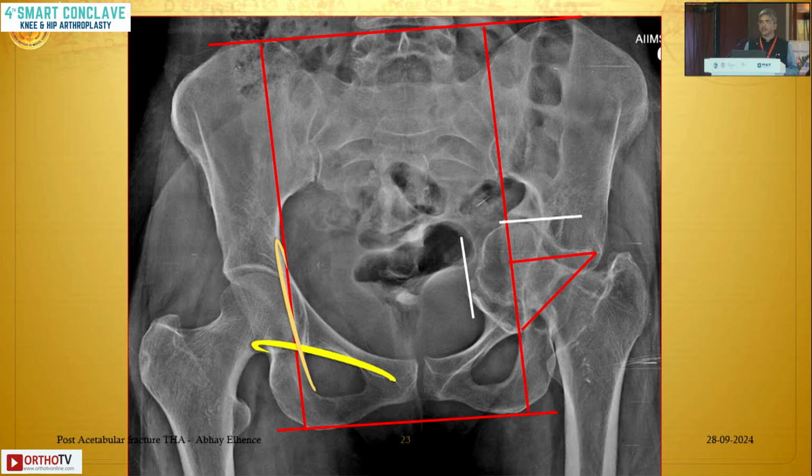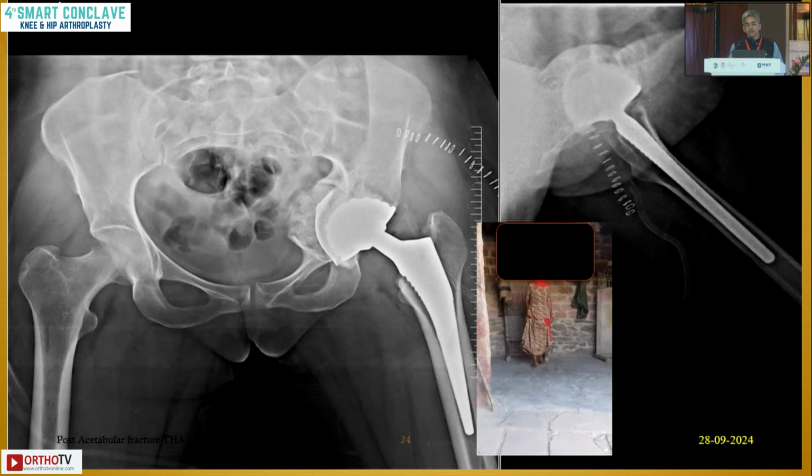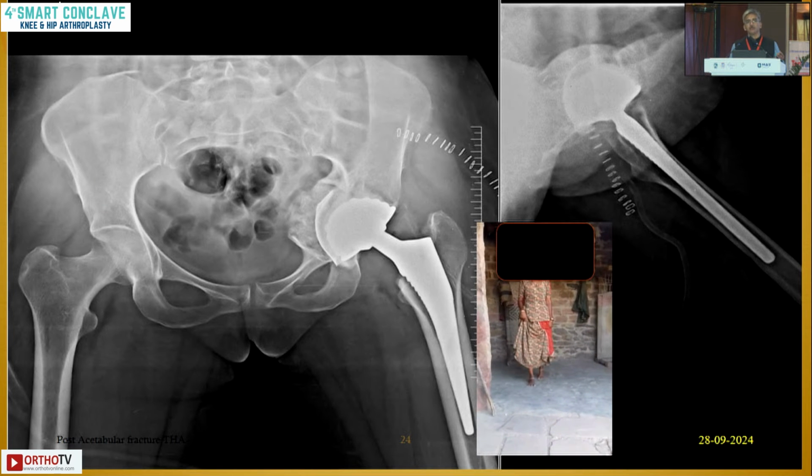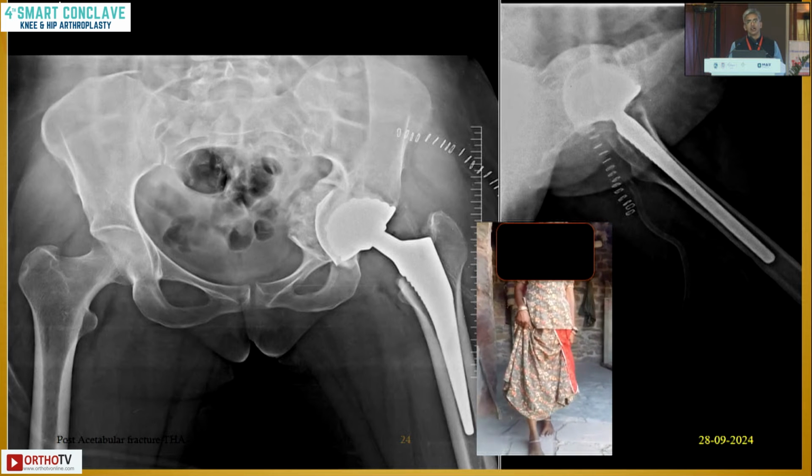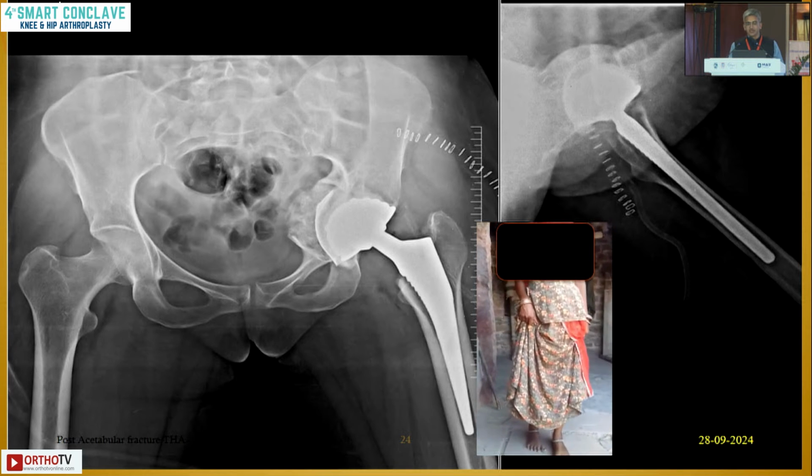So you do the Ranawat assessment, and essentially you realize you have to distalize and lateralize this hip to put it back into its native center of rotation, and you have to do impaction bone grafting. And we did this hip, and this lady is now about 5 years post-op and doing fine.